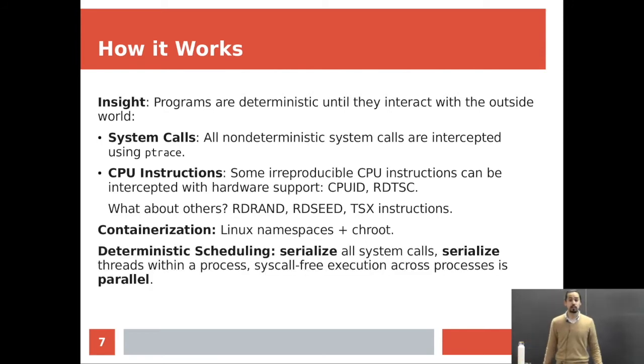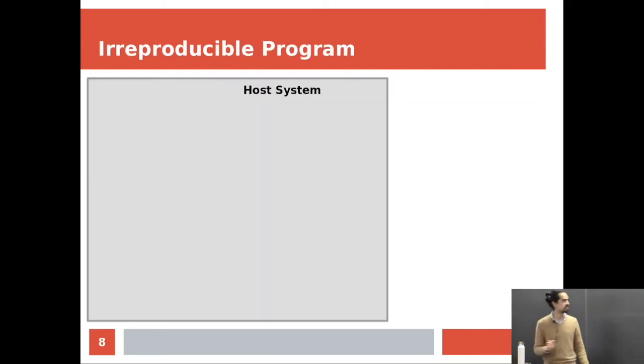And similarly, we're going to impose a deterministic scheduling for your program. We're going to serialize all system calls so the ordering is reproducible every time we run this program. And we're also going to serialize thread execution within a process. However, we know parallelism is important, so system call-free regions across processes can still run in parallel. And we'll see how this works out in our results evaluation.